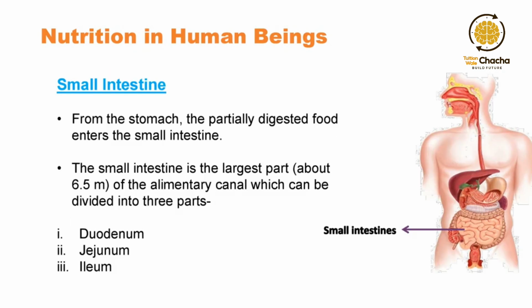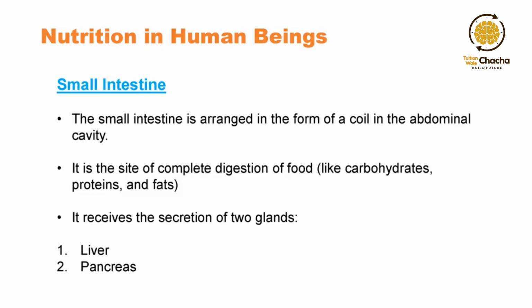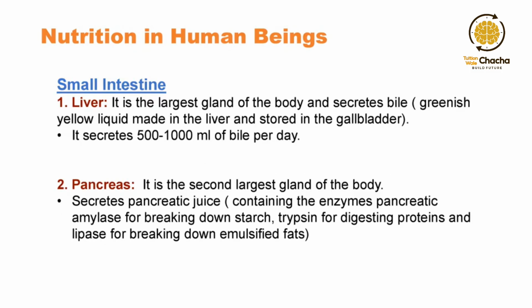Small intestine. From the stomach, the partially digested food enters the small intestine. The small intestine is the largest part, about 6.5 meters, of the alimentary canal, which can be divided into 3 parts. 1. Duodenum. 2. Jejunum. 3. Ileum. The small intestine is arranged in the form of a coil in the abdominal cavity. It is the site of complete digestion of food, like carbohydrates, proteins, and fats. It receives the secretion of 2 glands. 1. Liver. 2. Pancreas.